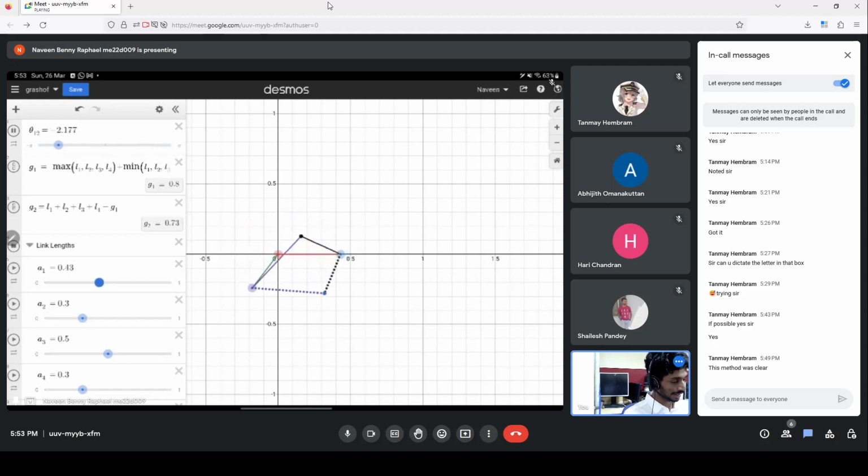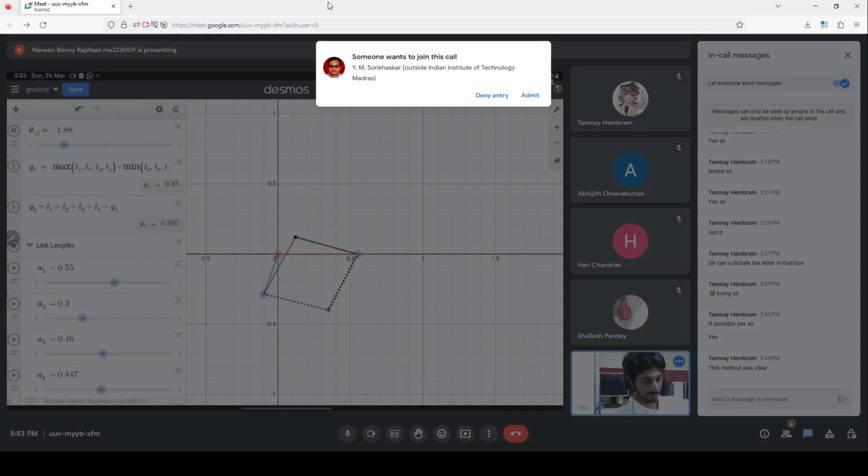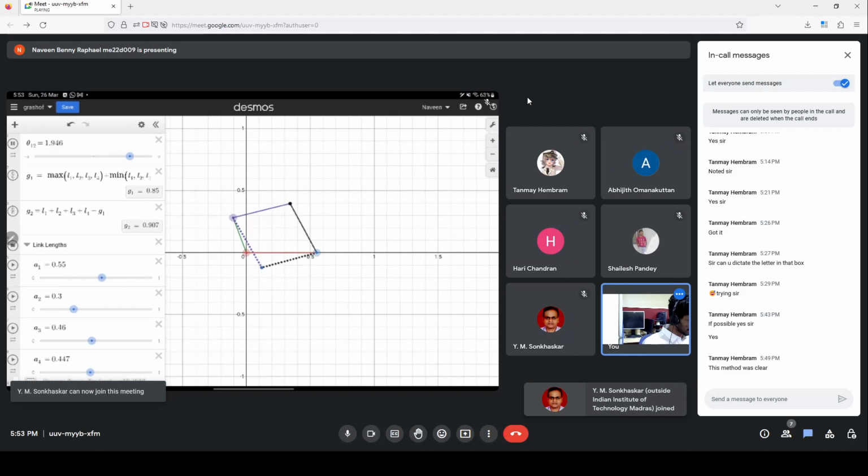If I make A1 smaller, notice the... okay. So here we have a crank rocker mechanism.